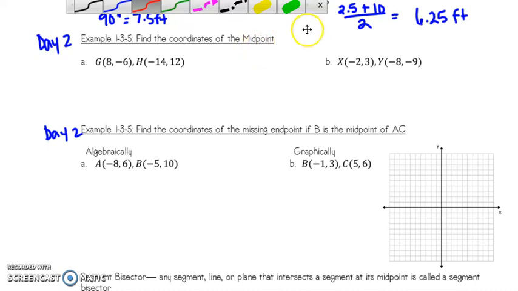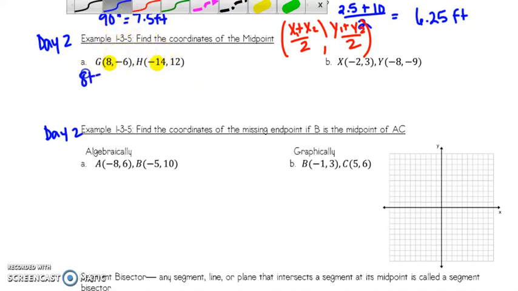Midpoint, we want to add our x values, so our x1 and our x2, and divide by 2. And then we want to add our y values and divide by 2. Okay, and that gives us our ordered pair. So we're going to add our x's. We're not doing the difference this time like with distance, we are adding.